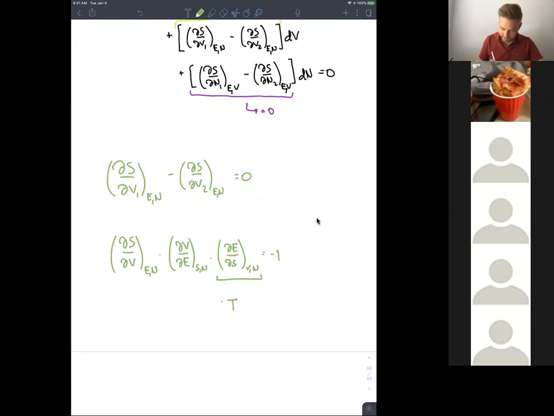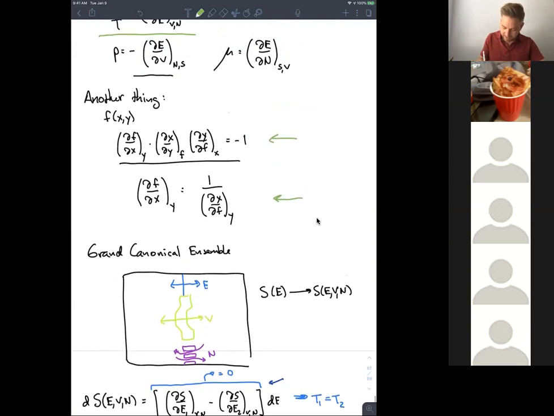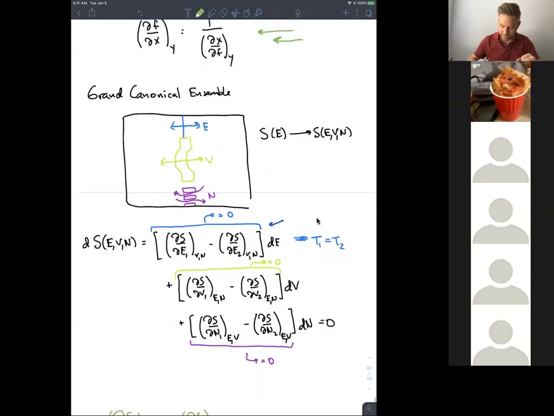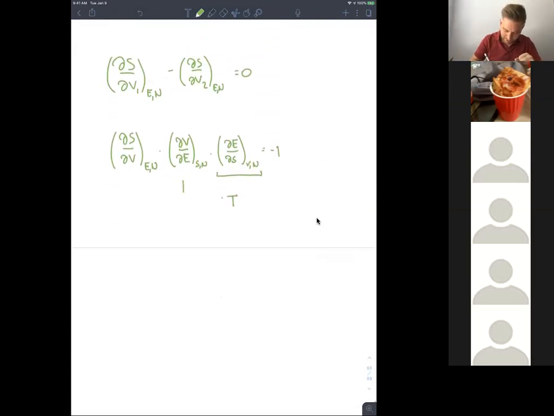The second one, the dVdE, I'm going to use this trick on it. I'm going to take dVdE and flip it upside down and make this into 1 over dE dV. And then the first term I'm going to leave the way it originally was, like so. And this is again equal to -1. So this is just the triple product rule.